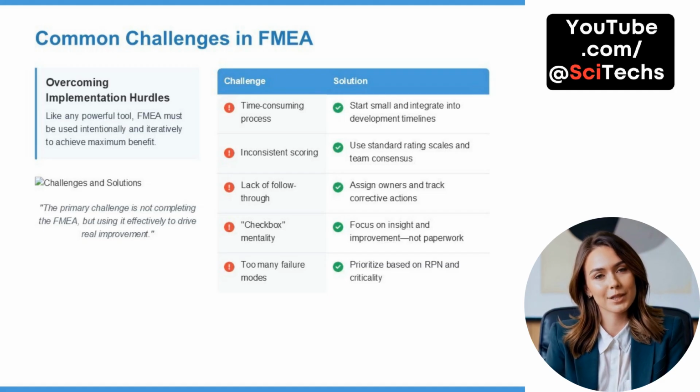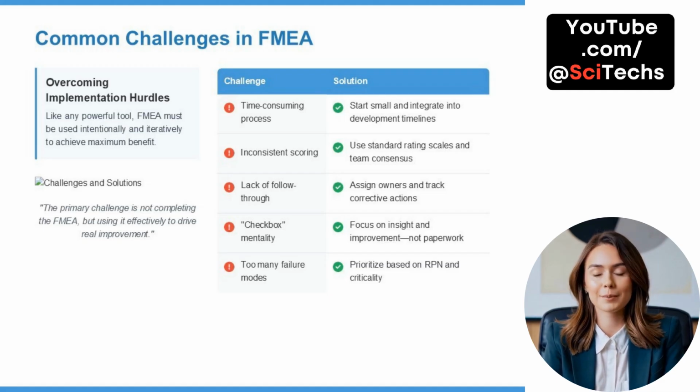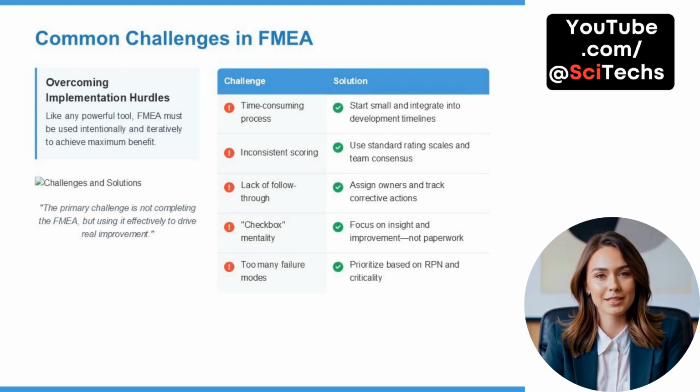Finally, some organizations struggle to update their FMEAs after corrective actions are taken. Continuous improvement means revisiting the FMEA regularly to verify if risks have been reduced. The real challenge isn't completing the form, it's using FMEA to drive lasting improvement.